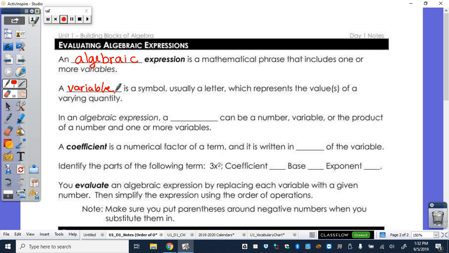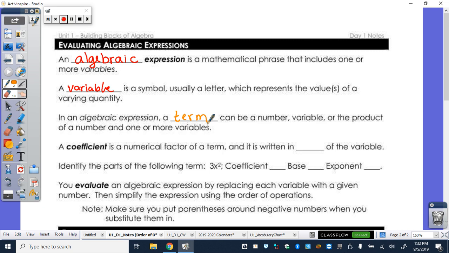And usually X is our most common one, but as you'll see throughout the year, I'm going to try to use different letters because on the Regents exam they like to use different letters. Also on the Regents they like to tell you what specific letter to use, so you have to make sure you pay attention to that detail also. In an algebraic expression, a term can be a number, variable, or the product of a number and one or more variables.